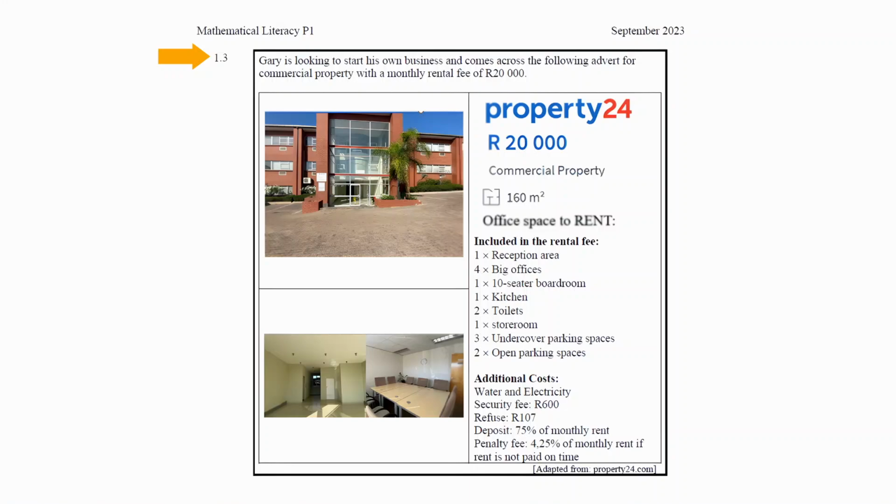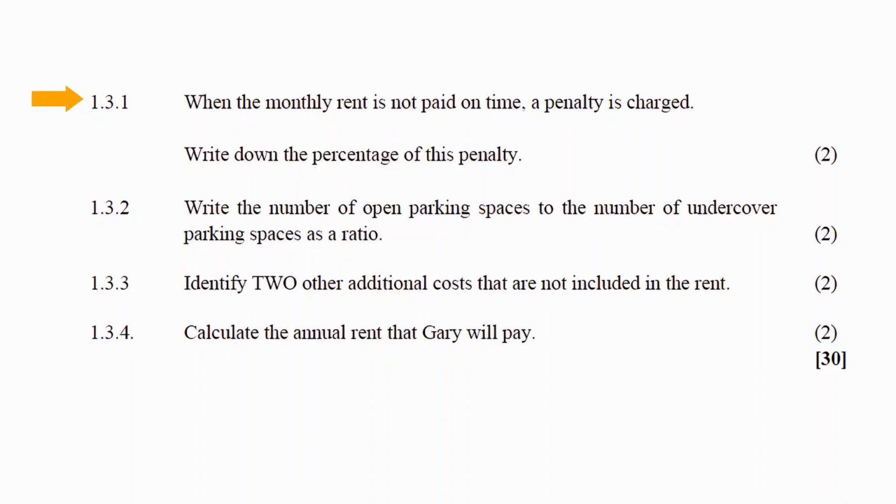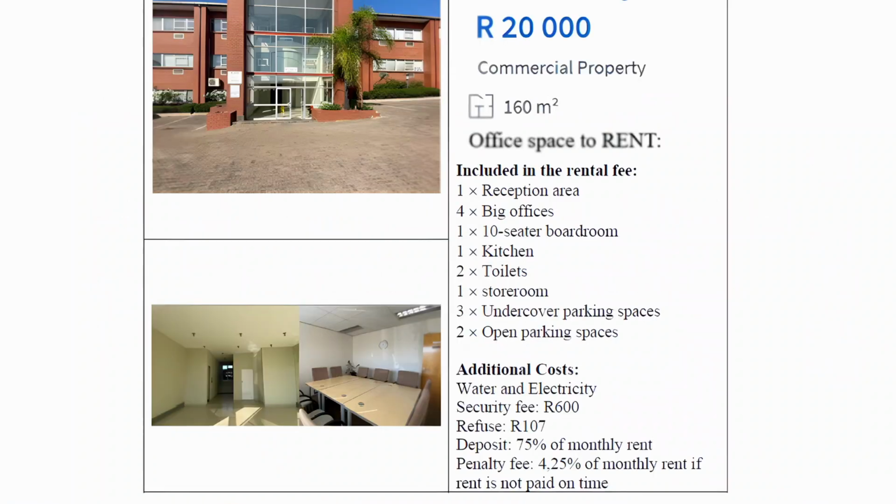In question 1.3, it is stated that Gary is looking to start his own business and comes across the following advert for commercial property with a monthly rental fee of R20,000. You have to use the information in the advert to answer the questions that follow. In question 1.3.1, it is stated that when the monthly rent is not paid on time, a penalty fee is charged. You have to write down the percentage of this penalty. In the advertisement, the penalty fee as a percentage is listed as 4.25%.